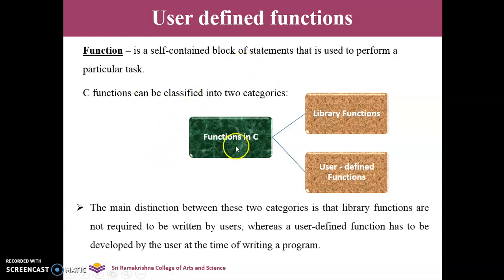In the C programming language, there are two broad categories of functions. One is library functions, and the other is user-defined functions. Library functions are built-in functions defined in header files. Examples of library functions are printf, scanf, square root, etc. We can also create functions as per our need. That type of function is called a user-defined function. A user-defined function has to be developed by the user at the time of writing the program.